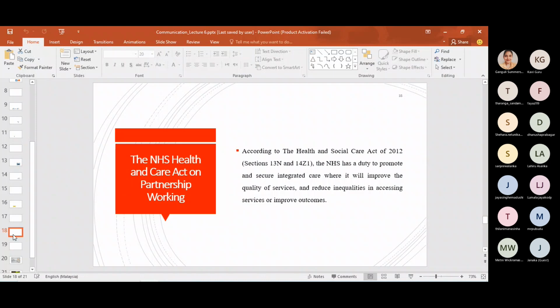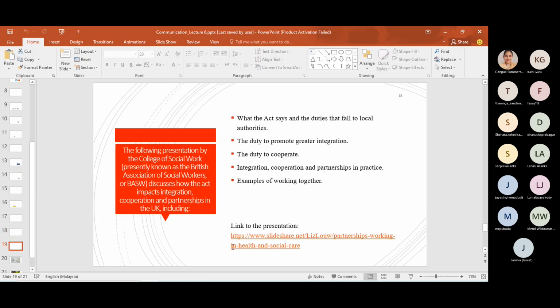Okay, so guys, in the UK, not in Sri Lanka, in the United Kingdom, they have an act called the Health and Social Care Act, which was made in 2012. In this act, you can find lots and lots of information about partnership working. This is an act which talks about partnership working. Okay, so guys, I'm going to show you a presentation now.